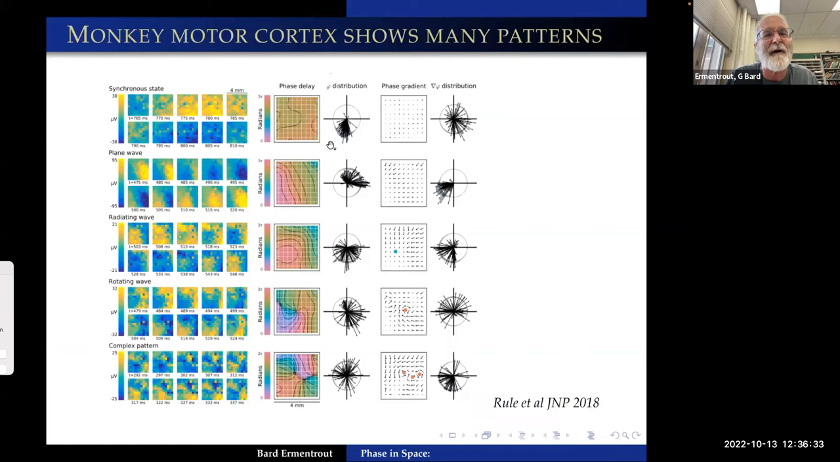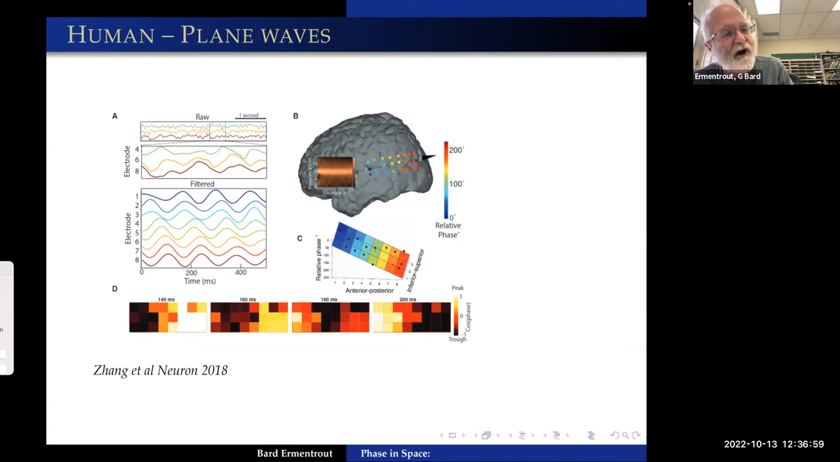Can you see my little mouse thing? Yes. Okay. Here's a radiating wave that starts at the center. You can call it a target wave or something like that. Here's a rotating wave. And here are more complex patterns that involve multiple pinwheels and other things like that. This is out of the work of Josh Jacobs' lab, who's a collaborator of mine. This is in Neuron 2018.